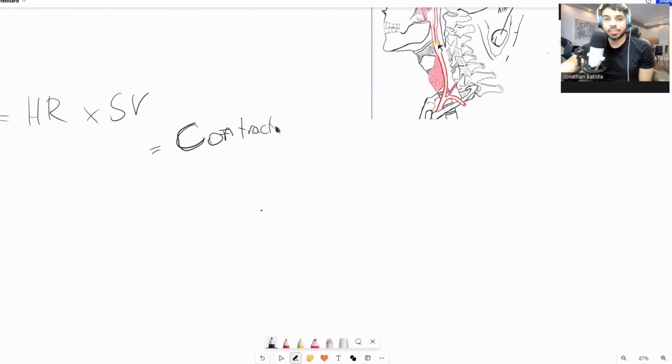Contractility, carotid sinus. Right? B1 versus M2. Perfect. The same theme over and over again. This is going to be super easy toward the end of it. The next system. So let's understand what happens.